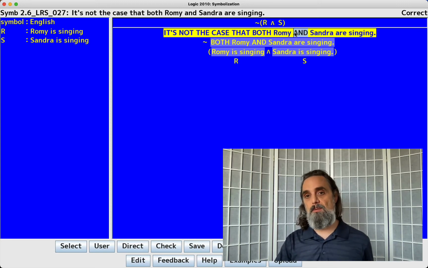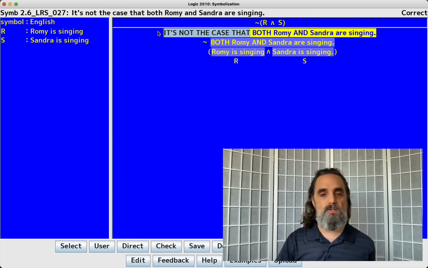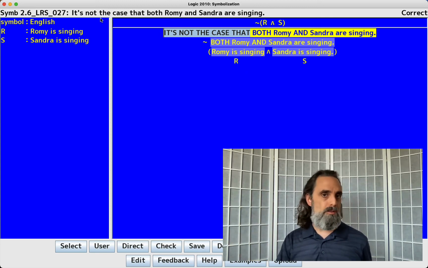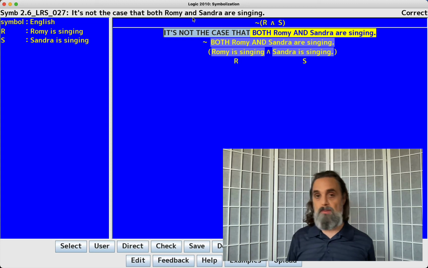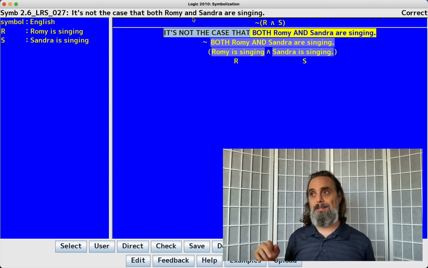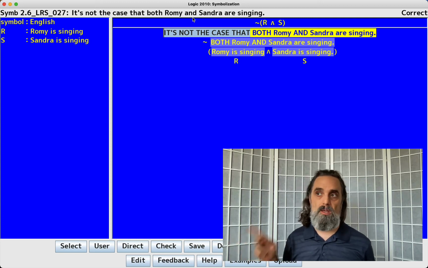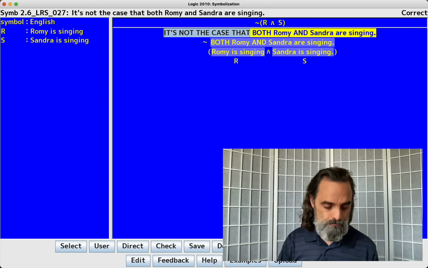This can't be the main connective, because if it were, then this is just left floating in space, and that wouldn't be grammatical, and so that means the and is not the main connective. And yeah, that's what this is saying. Are they both singing? No. At least one of them isn't. Maybe they both aren't. Maybe one of them is and one of them isn't. We don't know. We know that it's not the case that they're both, just like we know that it's not the case that Carmen is in both San Diego and Las Vegas from our negation and conjunction video.